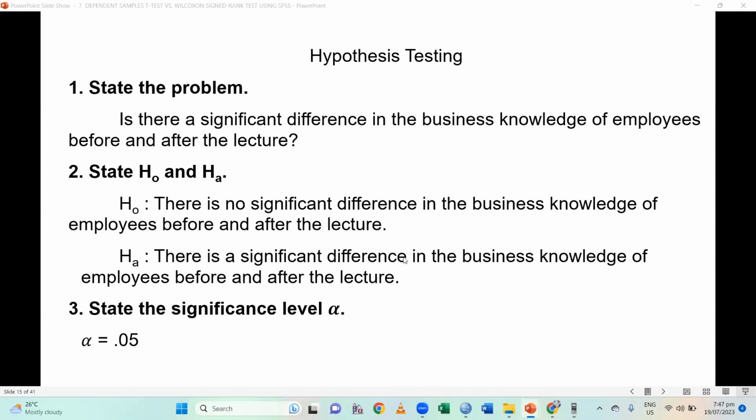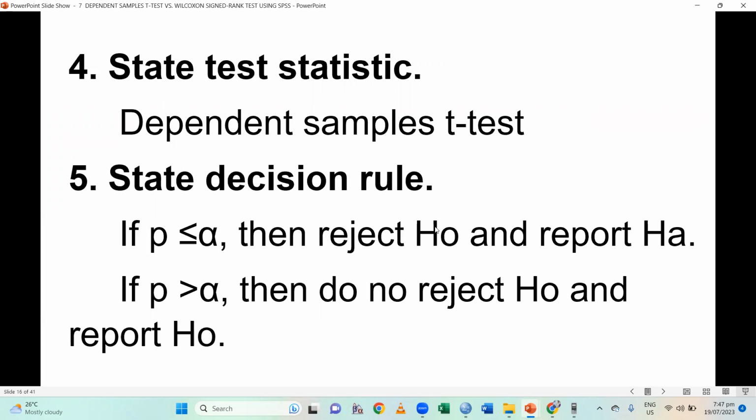Thank you. And this time, for the part on stating the test statistic, we will now be using the dependent samples t-test. If you use the term paired samples t-test or any of the equivalent terms, that is also correct. For the fifth part, state the decision rule. It's the same as for the independent samples t-test. If P is less than or equal to alpha, then reject HO and report your HA. And if P is greater than alpha, then do not reject HO and you have to report HO.